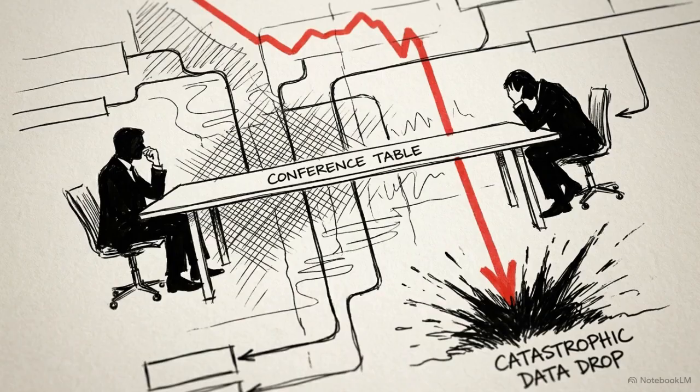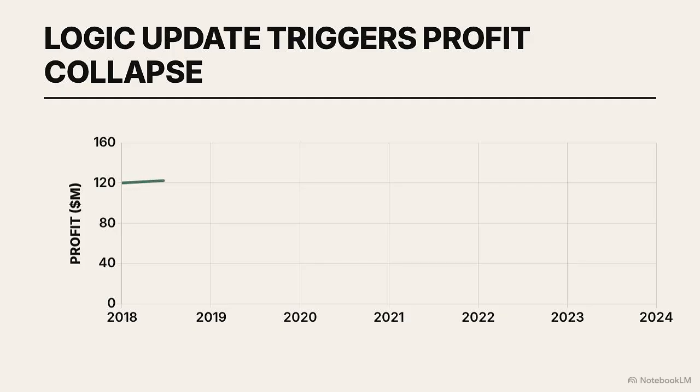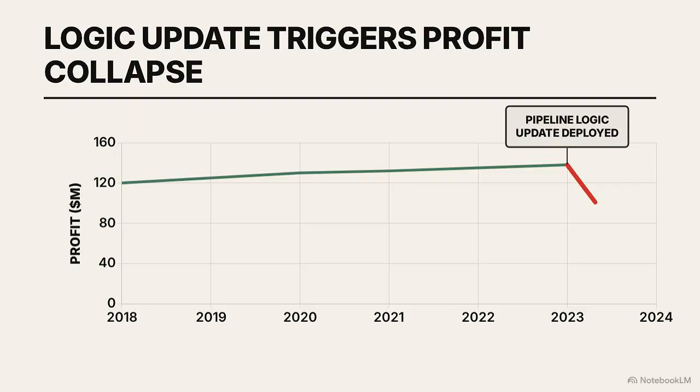The scale of the profit drop was severe, wiping out millions in projected returns on paper and threatening the client relationship. This dashboard displays the client's multi-year profit trend. Notice the stable trajectory right up until the latest pipeline logic update was deployed, where the line plummets vertically. A lead analyst uses a variance of this magnitude as the starting point for a structured investigation.